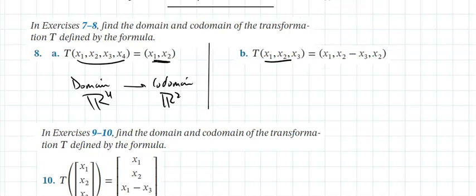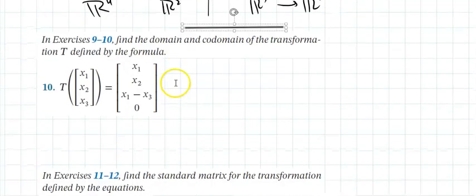And how about here? What's the input? The input is R3. And the output, how many unknowns are there? Isn't that 1, 2, 3? They match, right? I, J, and K. So I get domain and codomain, or range. How about the next problem?